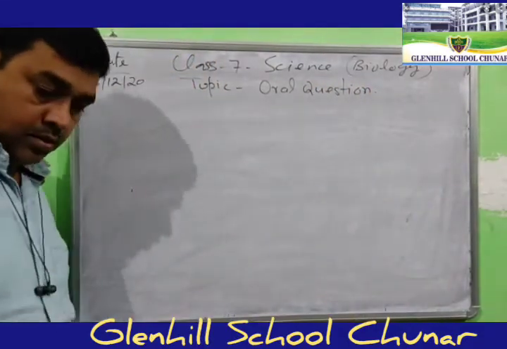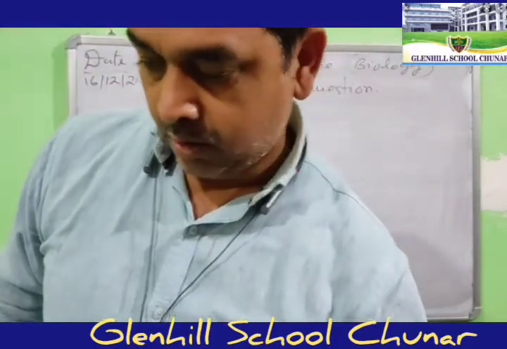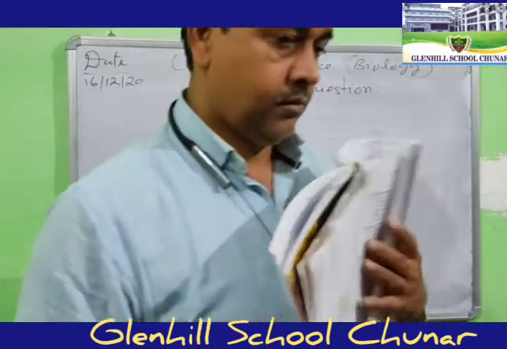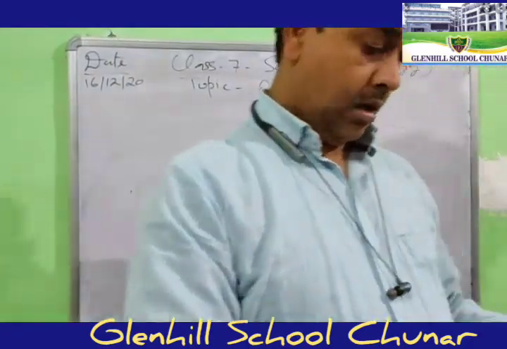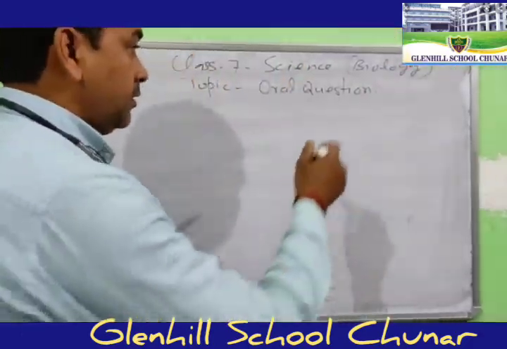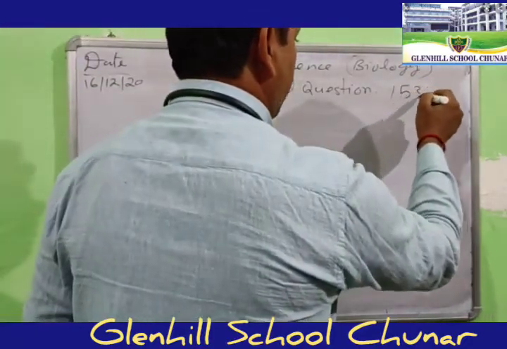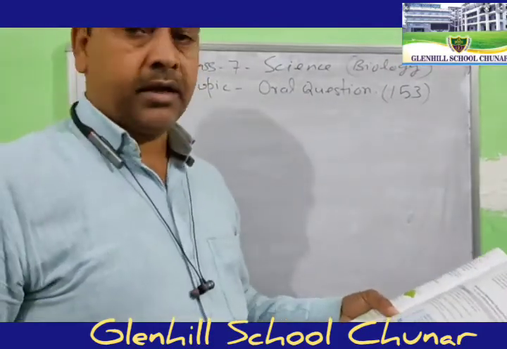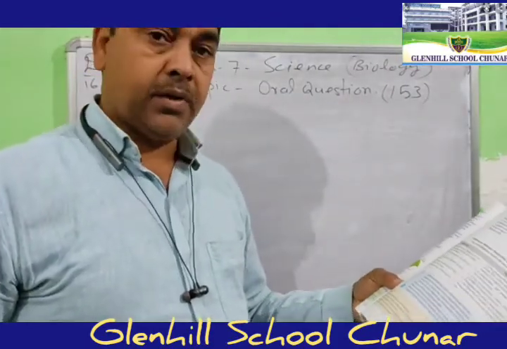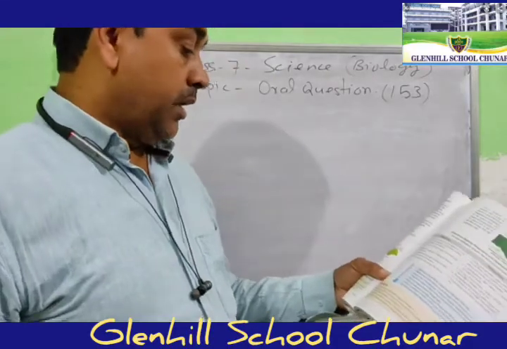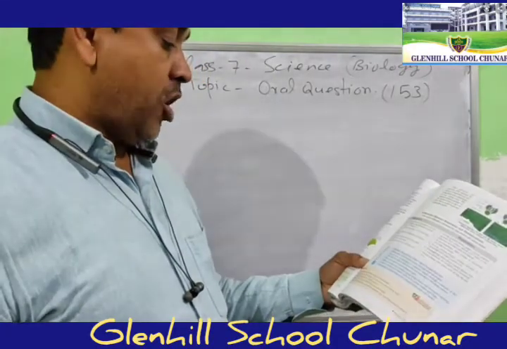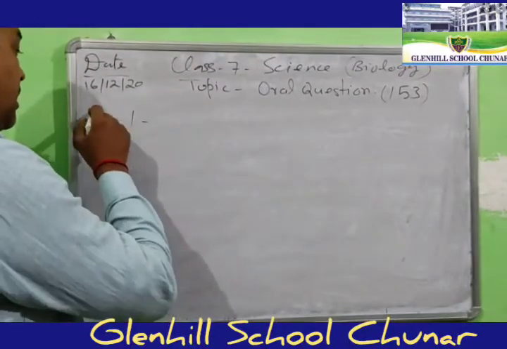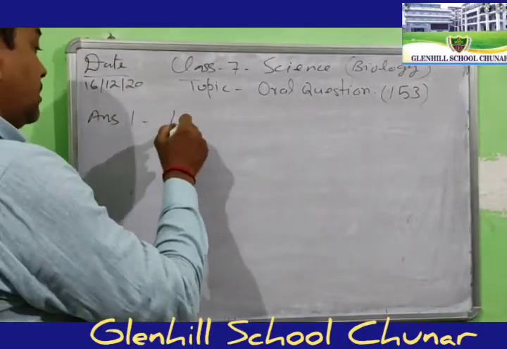Okay? Please wait. The page number is 153. So write down directly in your book with the help of a pencil. Don't use a pen. Name the main respiratory organ in mammals. You know, student, write down first. Answer first: lungs.